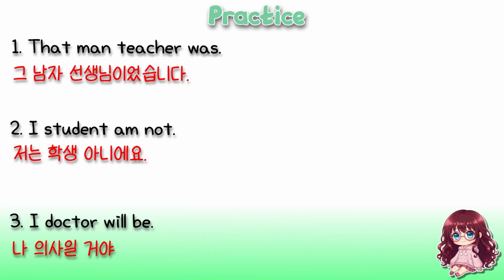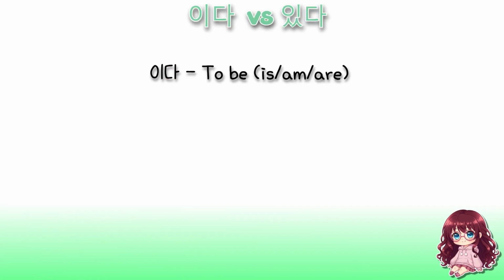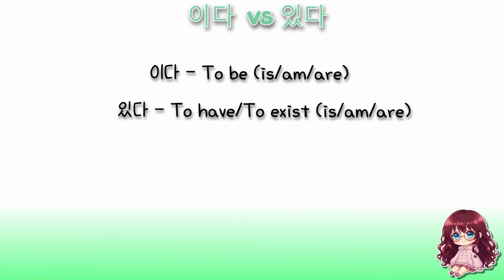One last thing I'd like to make a distinction on is ida versus 있다. Ida means to be. 있다 means to have or to exist. I know you're probably thinking, well, if the meanings are different, why or how would I confuse them? Well, once you realize one of the uses that 있다 has, it can become confusing for beginners. 있다, in certain contexts, can translate to is, am, are. How is that so?